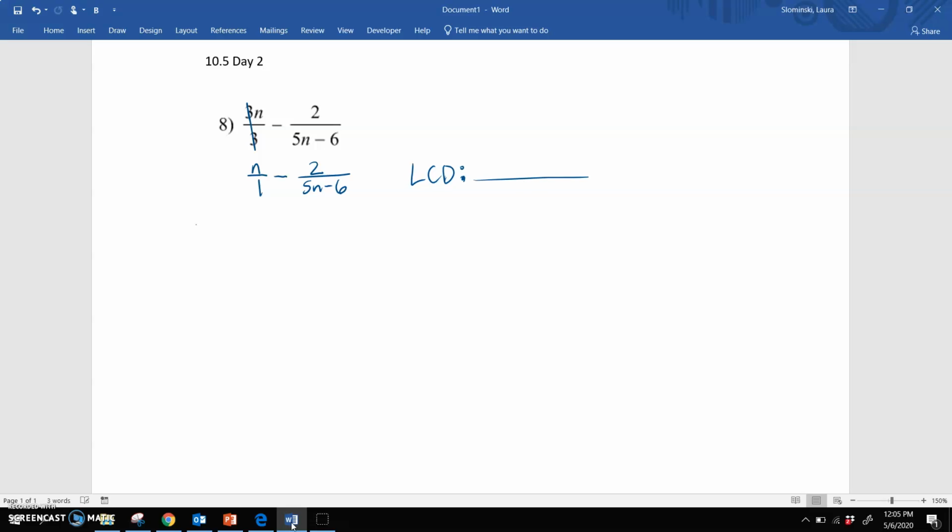Technically, I take my first denominator, which is just a 1. You don't need to include that. And then the second denominator is 5n minus 6. So the LCD is 5n minus 6.